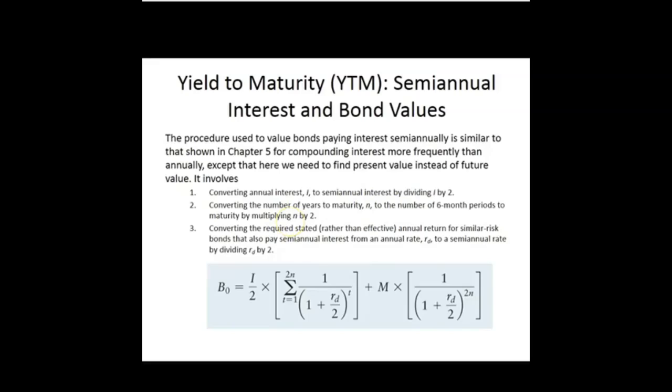Converting the required stated annual return for similar risk bonds that also pay semi-annual interest from an annual rate to a semi-annual rate by dividing by 2. So as we can see here in our basic bond valuation method, we divide the coupon payments by 2, the required rate of return by 2, and the number of coupon payments.